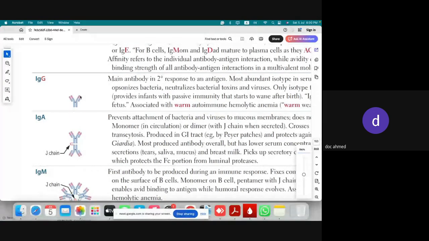We are going to discuss it in detail in our hematology section. But it was just a brief overview, okay? Don't worry. Is it clear?